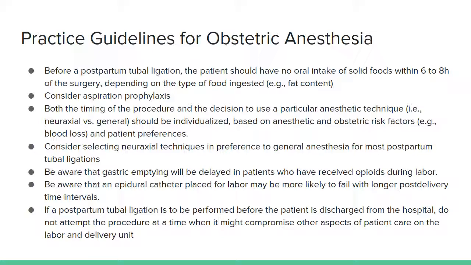Consider selecting neuraxial techniques in preference to general anesthesia for most postpartum tubal ligations. Be aware that gastric emptying will be delayed in patients who have received opioids during labor. Also be aware that epidural catheter placement for labor may be more likely to fail with longer post-delivery time intervals. If a postpartum tubal ligation is to be performed before the patient is discharged from the hospital, do not attempt the procedure at a time when it might compromise other aspects of patient care on the labor and delivery unit.